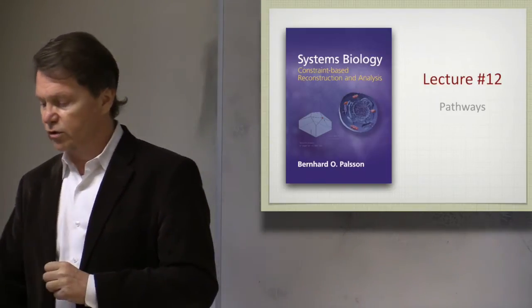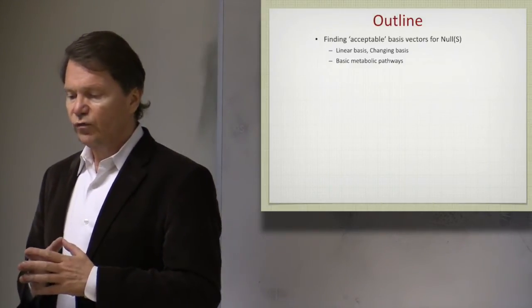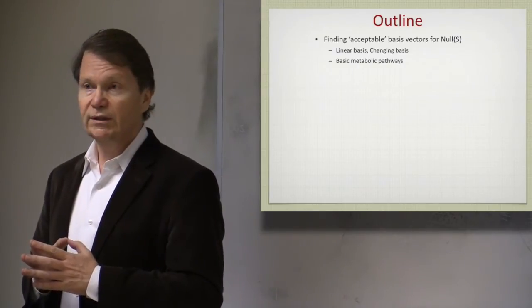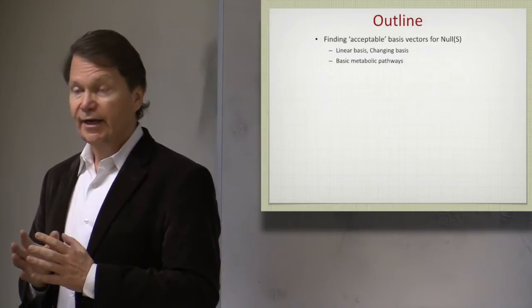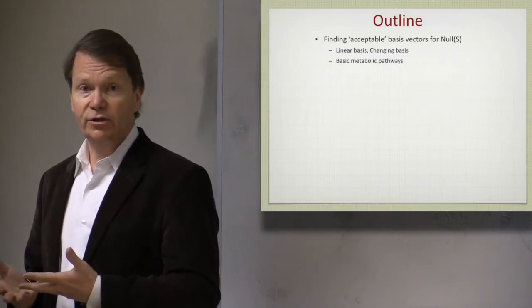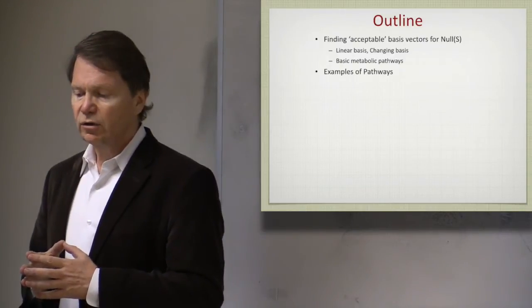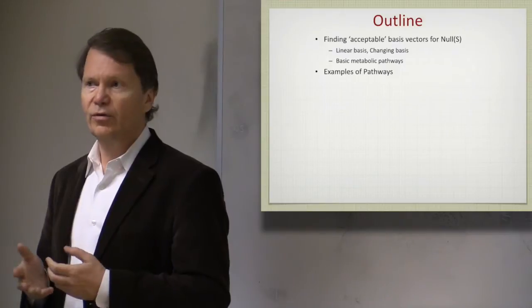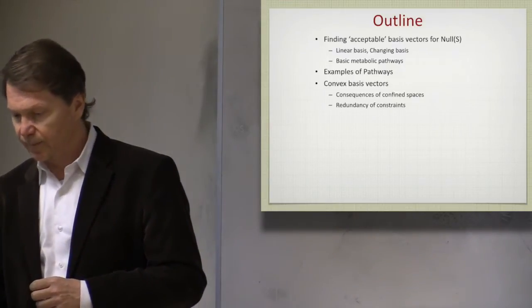So we're going to be focused now on just the null space. First I want to talk, in general terms, about what acceptable basis vectors for S look like, acceptable from a biological standpoint. And I'll compute a few sets of basis vectors here for simple pathways from textbooks that we are all familiar with.